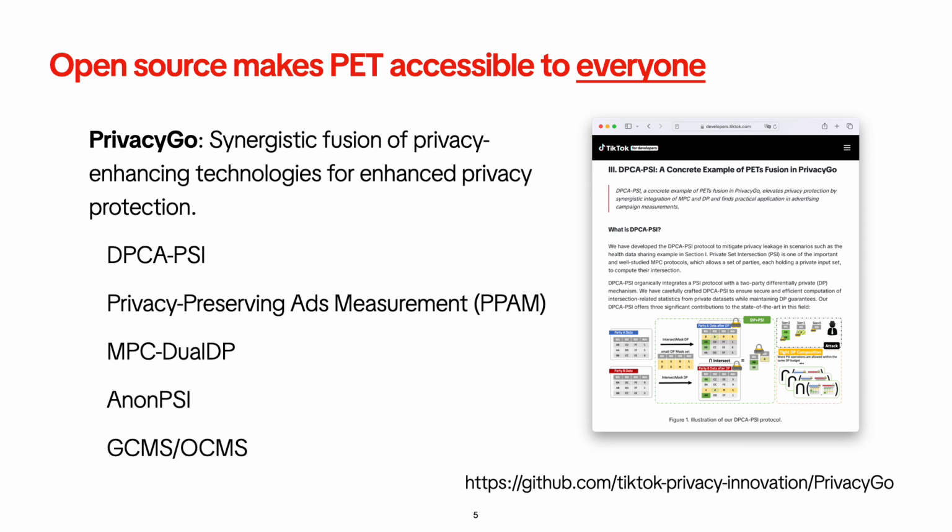The last one is called GCMS-OCMS. We propose a generalized count mean sketch, GCMS, protocol that captures many existing frequency estimation protocols. Our method significantly improves the three-way trade-offs between communication, privacy, and accuracy. We also introduced a general utility analysis framework that enables optimizing parameter designs.